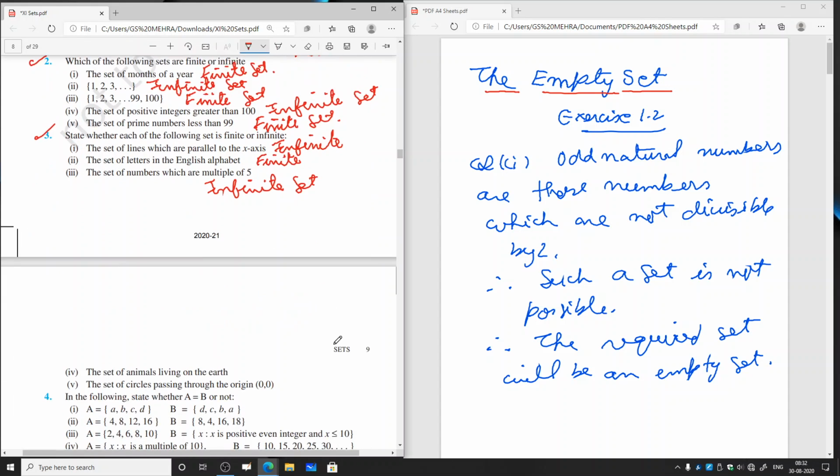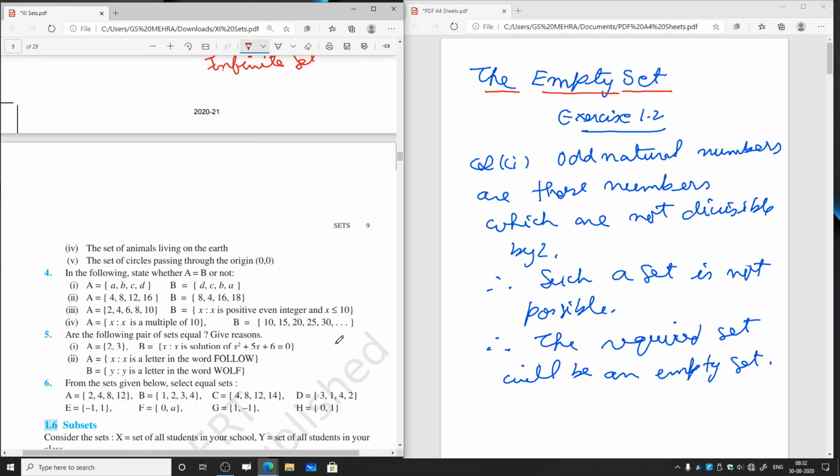Now fourth part, the set of animals living on the earth. So this is also finite because at any given instant we can count the number of elements. So this is finite set, number of animals living on the earth. Then fifth part, the circle passing through the origin (0, 0). We know from our study of class 9 that through one point infinite circles can pass. So this is infinite set.